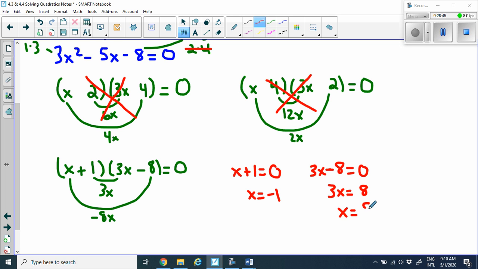And leave your answer as a fraction. Do not change it to a decimal. So basically, if you get a fraction in which the decimal repeats or never ends, keep your answer as a fraction. So I get x equals 8/3, and x equals negative 1.